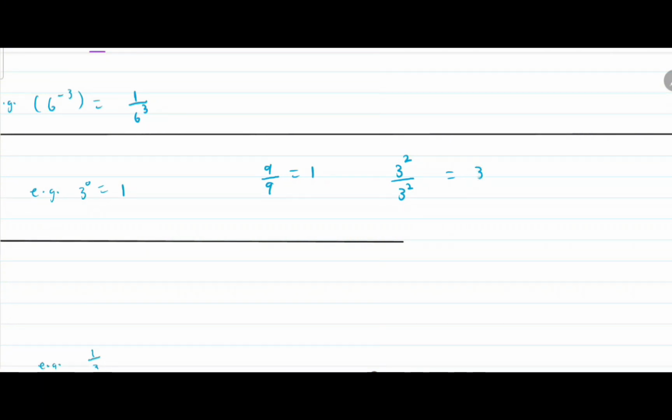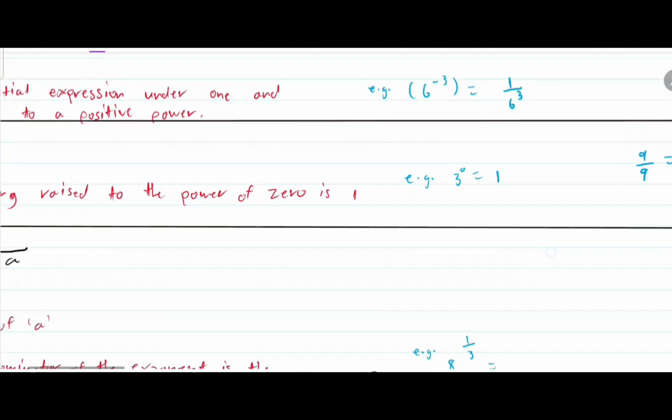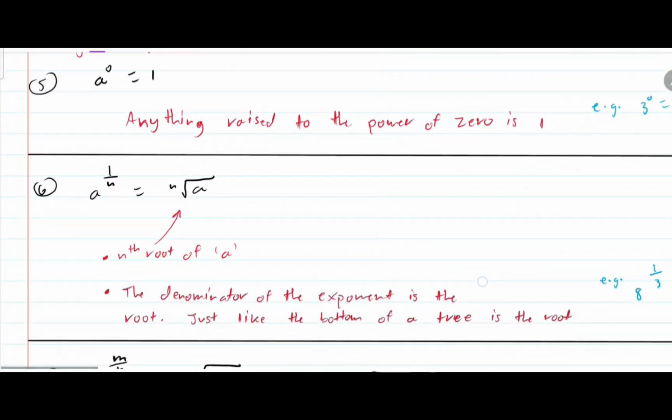I keep the base, which is 3, and subtract the powers, which is 2. That's going to be equal to 3 raised to what power? 0, which is equal to 1. So now you can actually understand why anything raised to the power of 0 is 1.